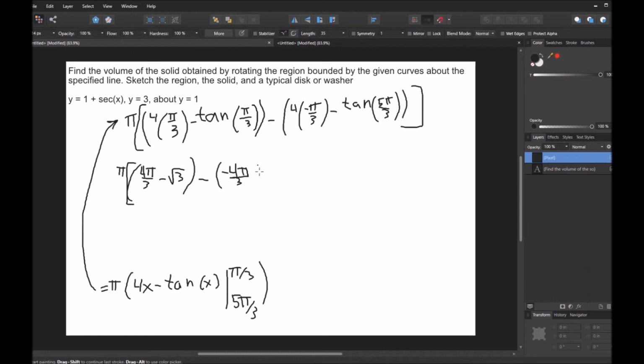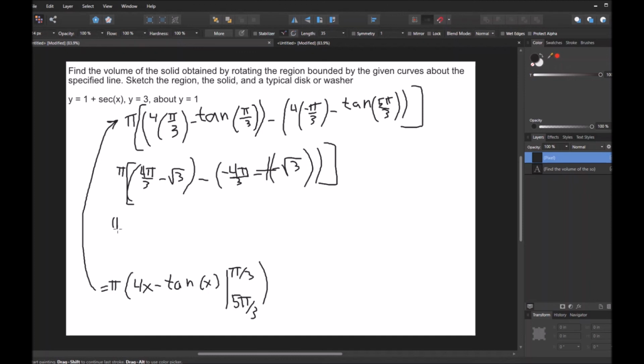negative 4 pi over 3 minus, and then tangent of 5 pi over 3 would be the exact same as tangent of pi over 3, but there would be a negative for the y value, because if you think about it, 5 pi over 3 is the same thing as 300 degrees, so your y value would be negative, so your coordinate would be 1/2 comma negative root 3 over 2. So when we go to do tangent of 5 pi over 3 and it's sine over cosine, it would be negative root 3 over 2 over 1/2, and you could cancel out the 2's to get negative root 3. So tangent of 5 pi over 3 is negative root 3, and we're going to have a minus a negative, which is the same thing as addition.